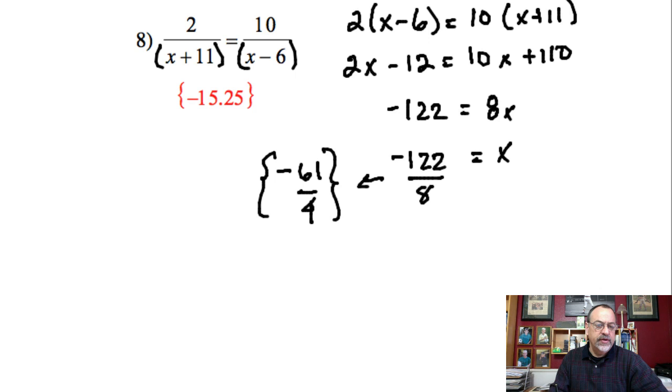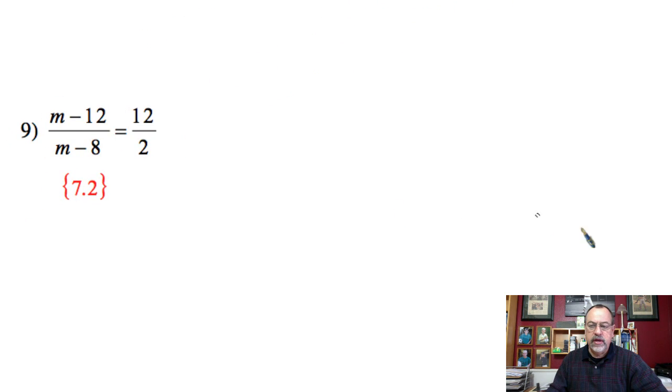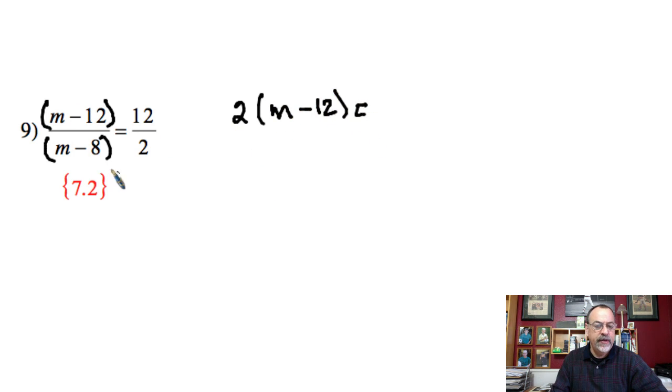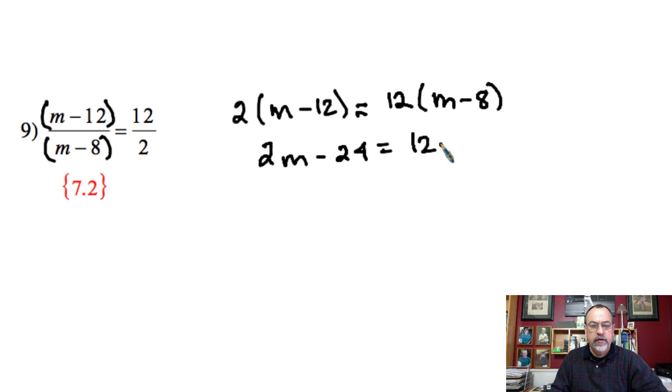All right, I have one more that I'll do down here, number 9, just so you have one more look at what you want to do. So again, I have addition and subtraction, so I'm going to put parentheses around those to make sure I remind myself when I multiply the extremes, I will distribute that. And then the means, so I've got 12 times m minus 8. So distribute, 12m minus, let's see, 96.